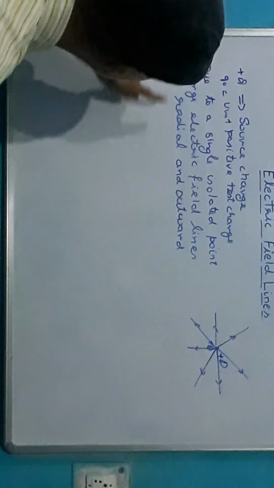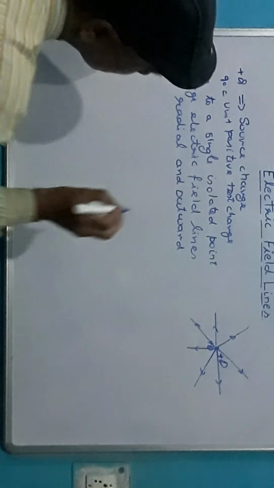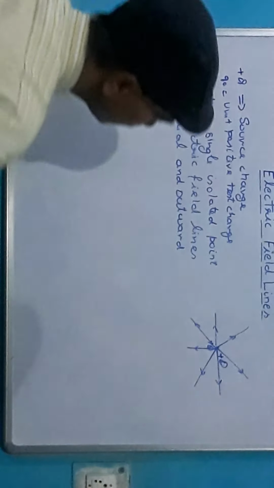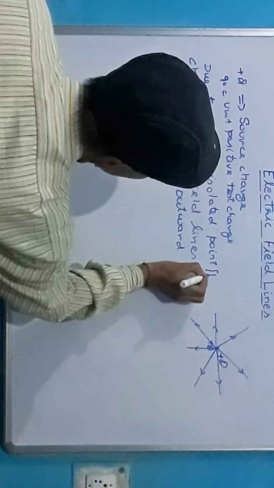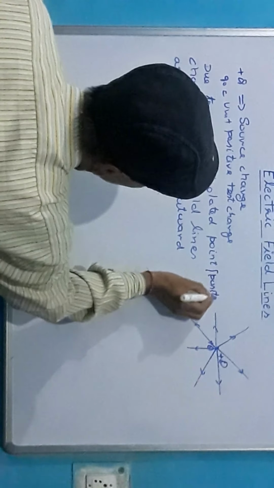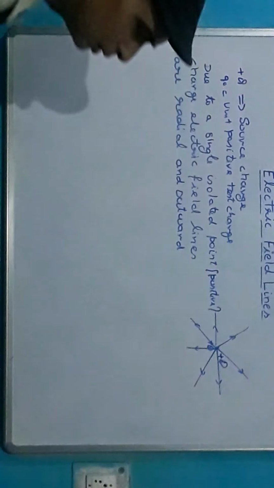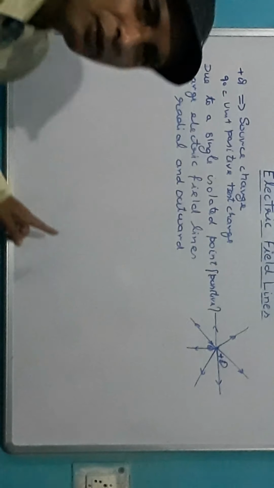Due to a single isolated point charge which is positive, the electric field lines, when isolated, you can write down: positive test charge. Sorry, positive source charge. Due to a positive source charge, electric field lines are radial and outward.